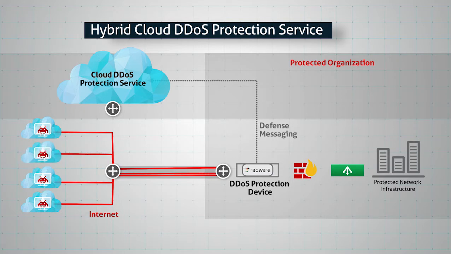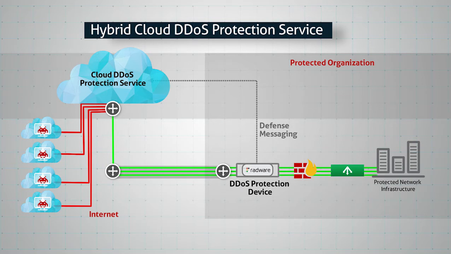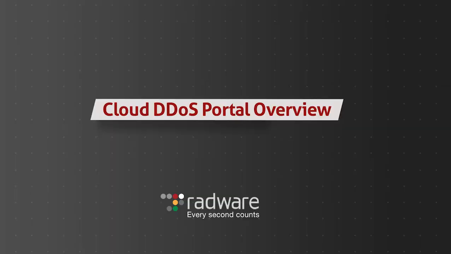When the attack grows volumetric and threatens to saturate the internet pipe, traffic is diverted to the scrubbing center, where it is scrubbed clean, sending only legitimate traffic to the protected network over a GRE tunnel. Diversion can happen either automatically, per Radware's emergency response team judgment, or manually initiated by the customer, depending on the preference. Let's take a quick tour of the Cloud DDoS Protection Service portal.